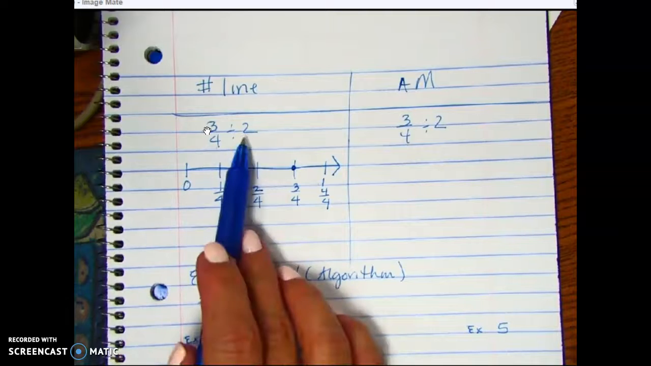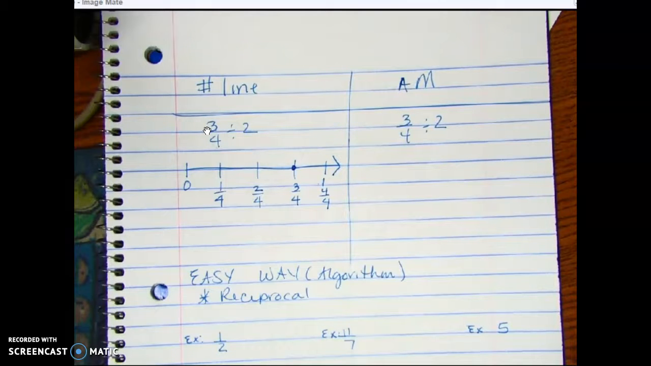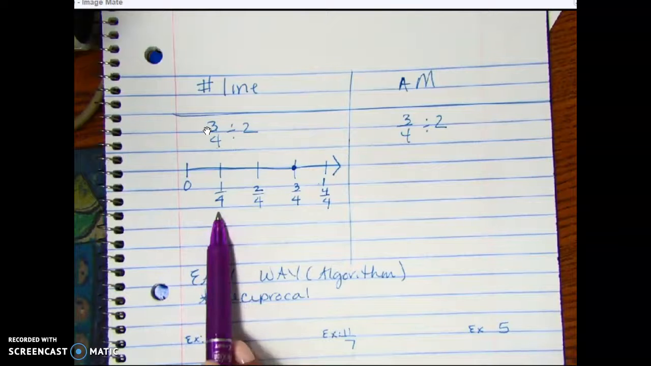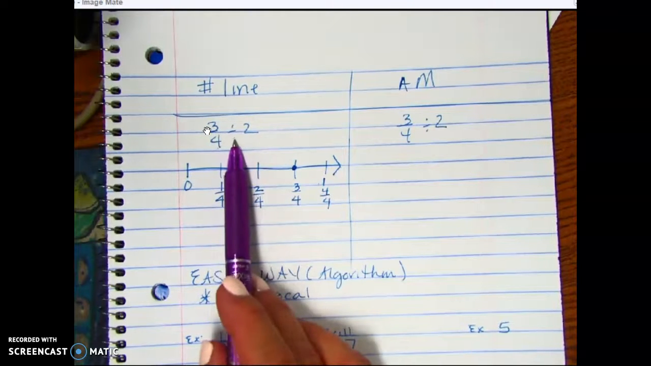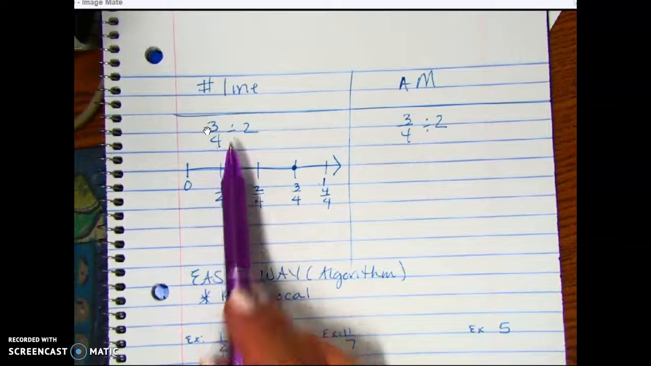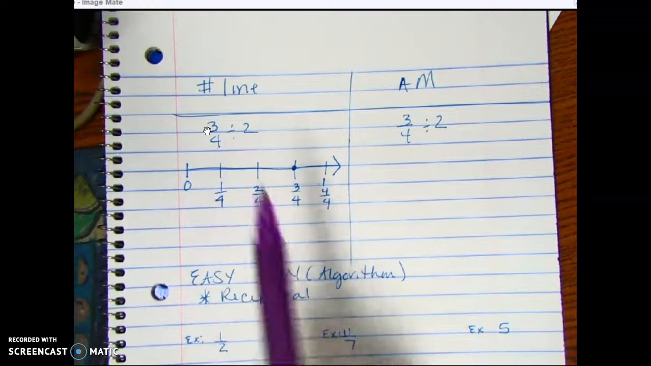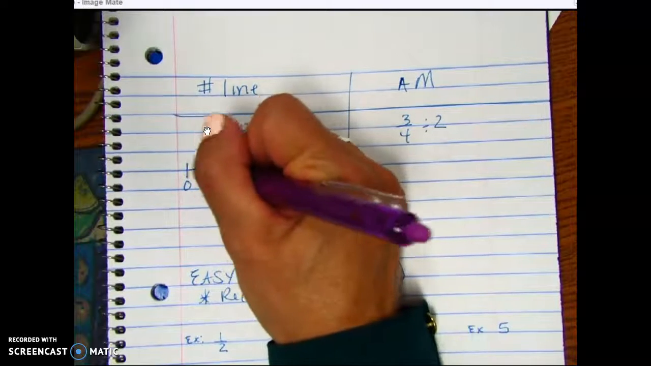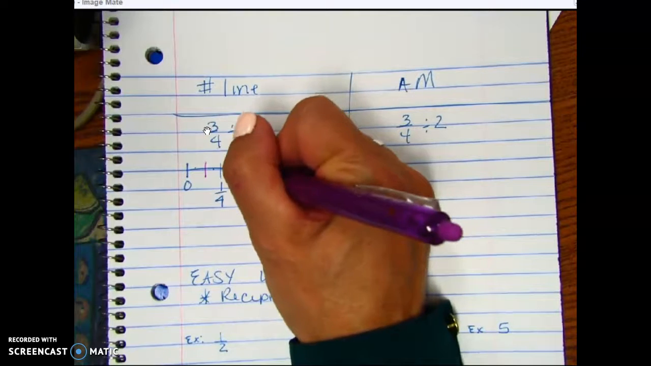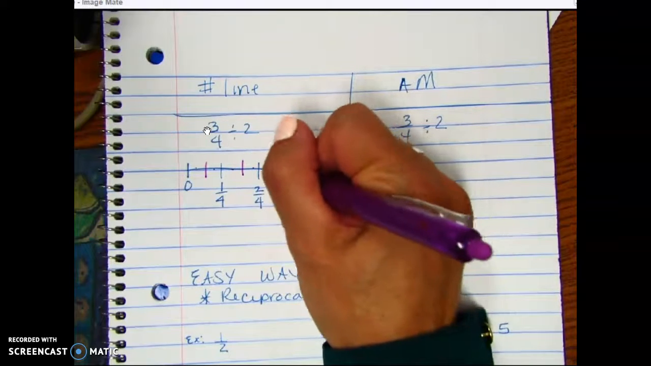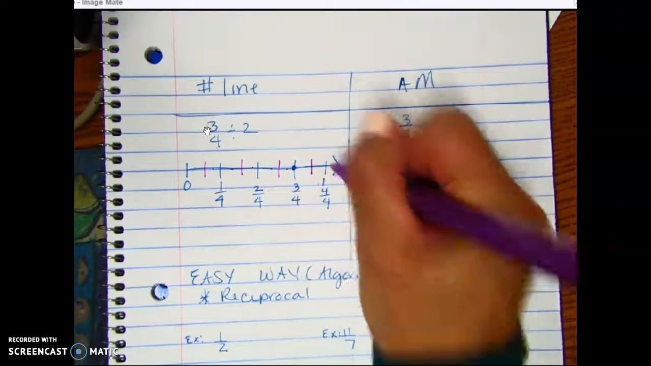Okay, so it says that we have to divide by 2. Well, the next step, that was step 1. Step 2 says to cut each section into equal parts by looking at the divisor. So I divide each section into equal parts, 2 equal parts. So there's 2 parts here. If I divide that in 2, there's 2 there, 2 there, and 2 there.